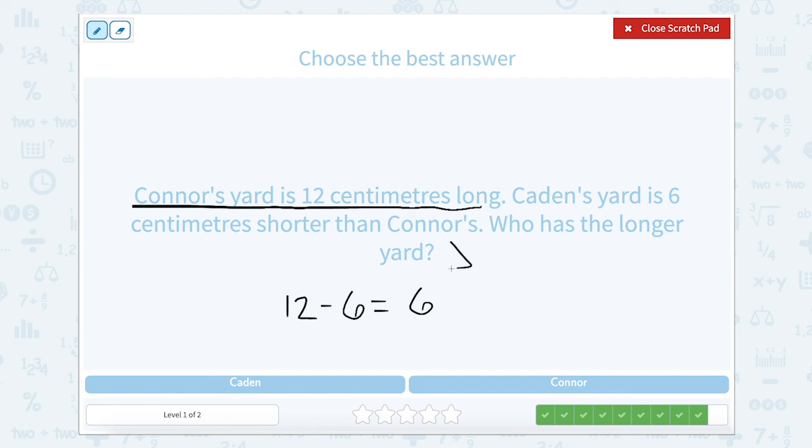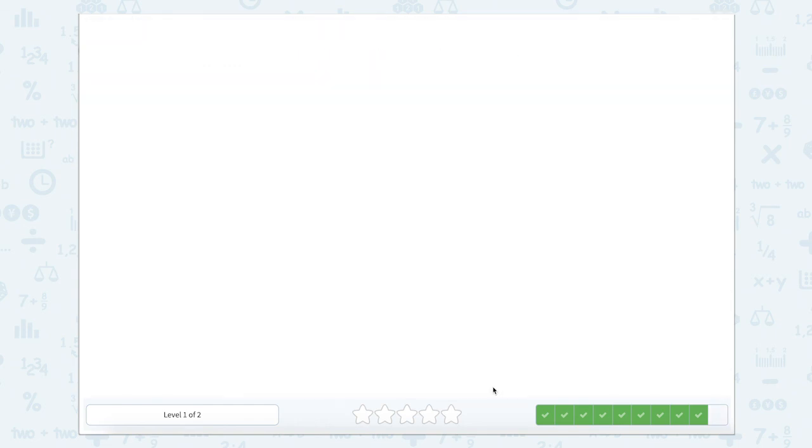So Caden's yard is 6 centimeters, and Connor's yard is 12. So who has the longer yard? Well, that would be Connor.